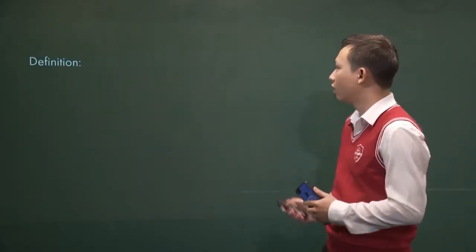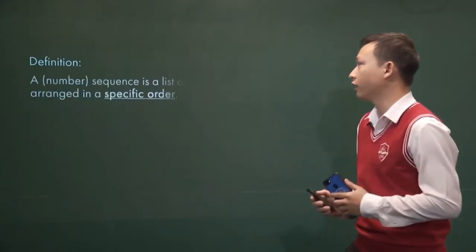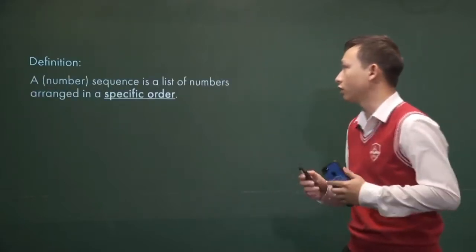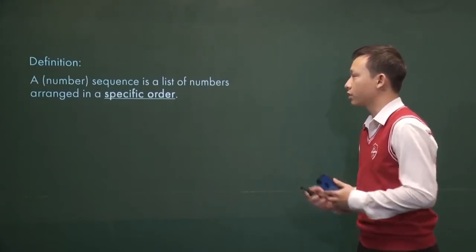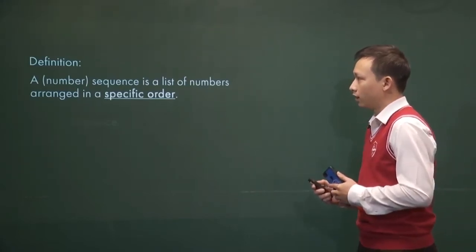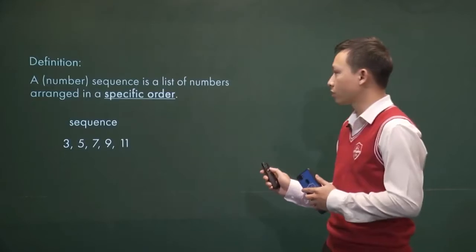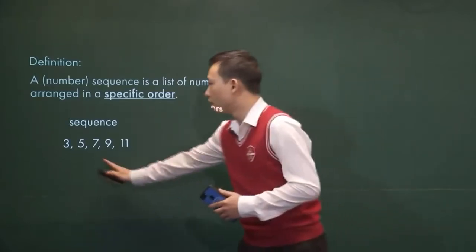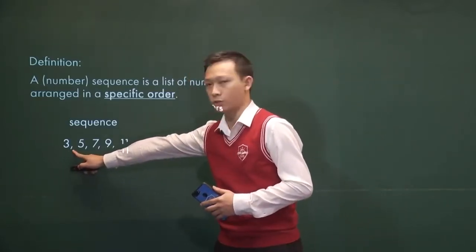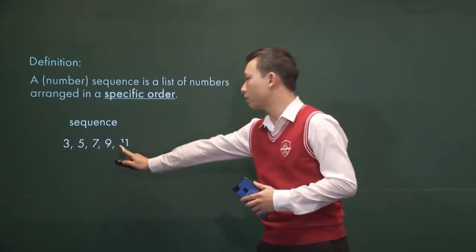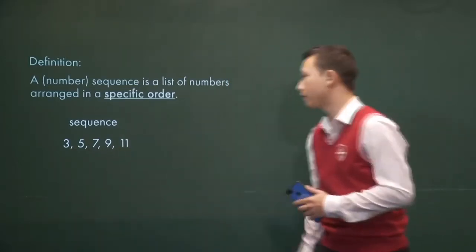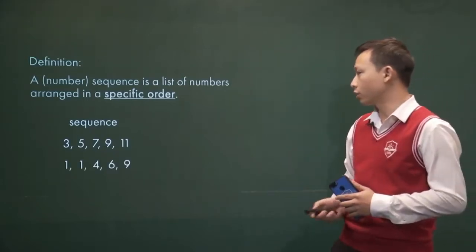What is a sequence? Roughly speaking, a number sequence, or shortly a sequence, is a list of numbers arranged in a specific order. Here I have some examples of a sequence. Here I have a sequence: the number 3 standing in the first position, and then the number 5, and then number 7, number 9, and number 11. And here is another sequence.